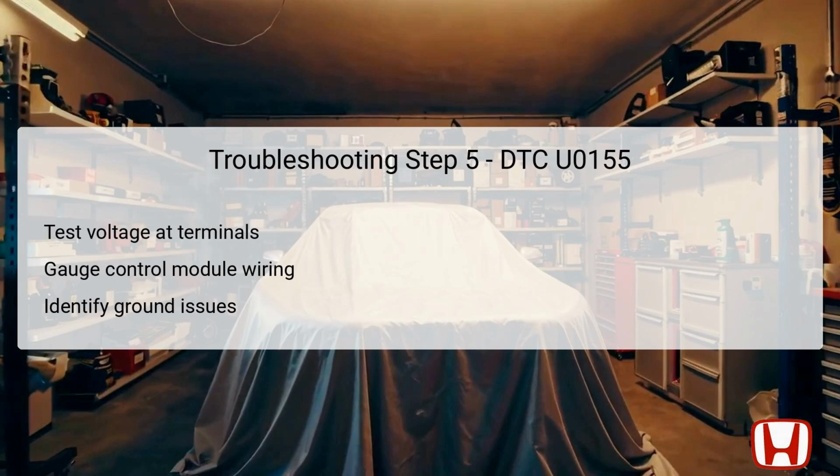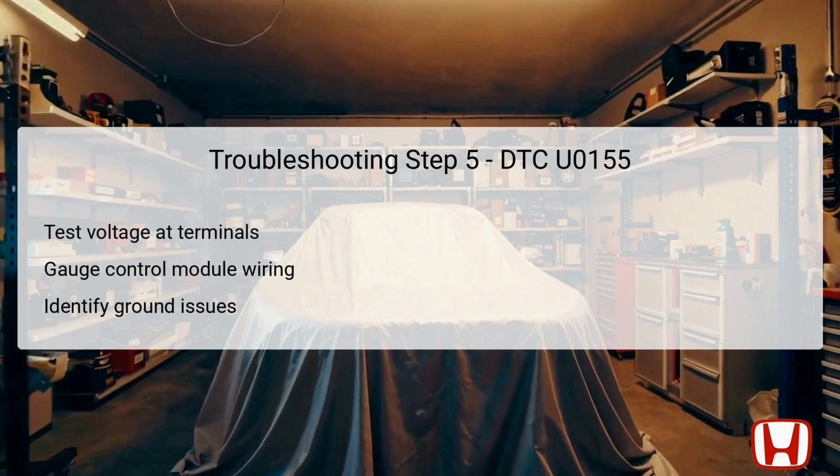In this step, you will again measure voltage at the gauge control module's 32P connector, but this time focusing on terminals number 13 and number 17. These terminals relate to the signal ground, S ground, and power ground, P ground, respectively. Proper grounding is essential for the gauge control module to complete its circuit and function effectively.